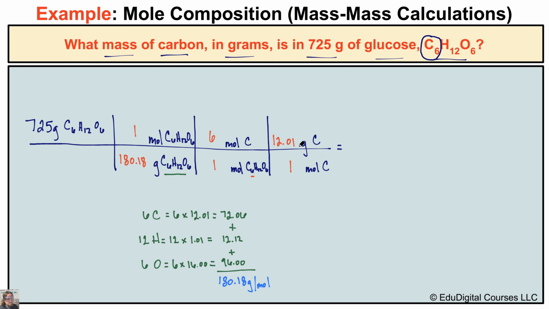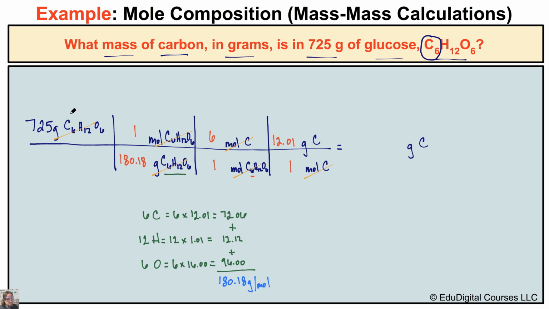And so now we can see what's going to cancel out. We have grams of glucose on top and grams of glucose on the bottom. They can cancel. We have moles of glucose on top and moles of glucose on the bottom. They can cancel. We have moles of carbon on top, moles of carbon on the bottom. They can cancel, leaving us with what unit left over? Well, as you see right here, we have grams of carbon left over.